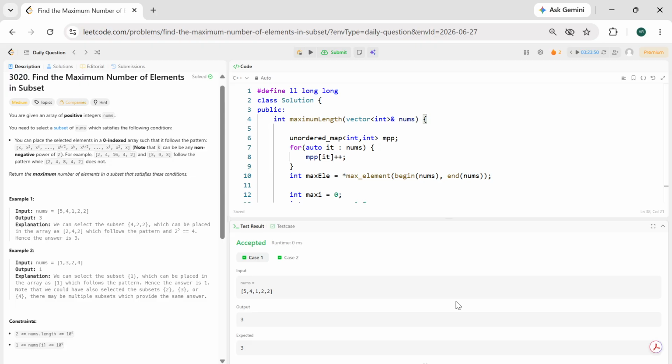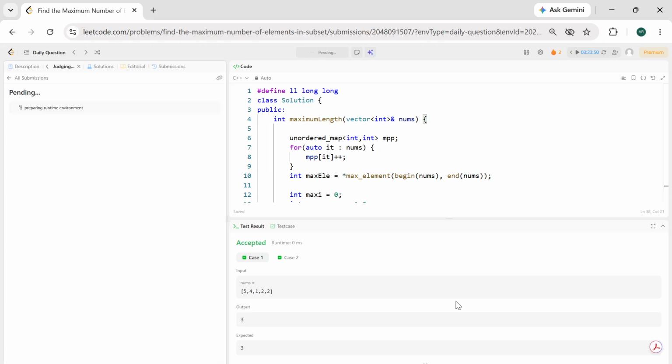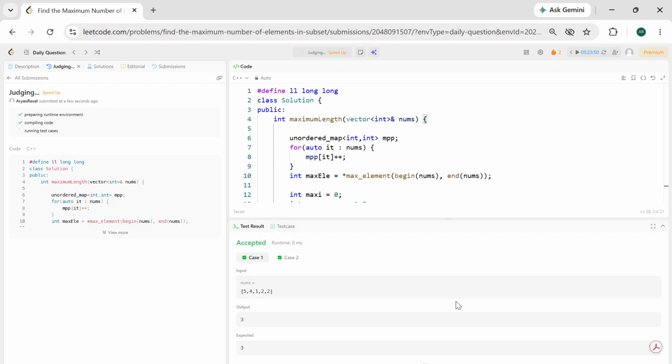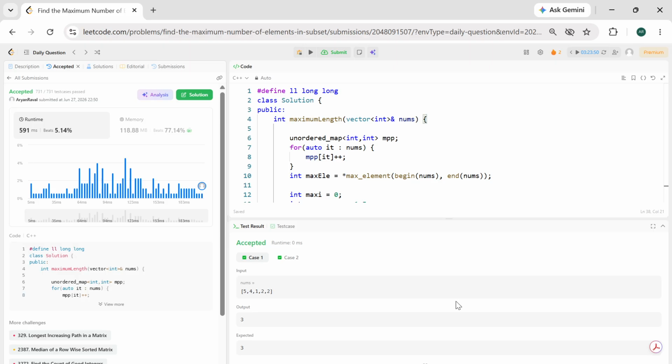So yes, it is working. Now let me submit it. So it is running. Okay, so it indeed got accepted. So I hope this problem is clear.